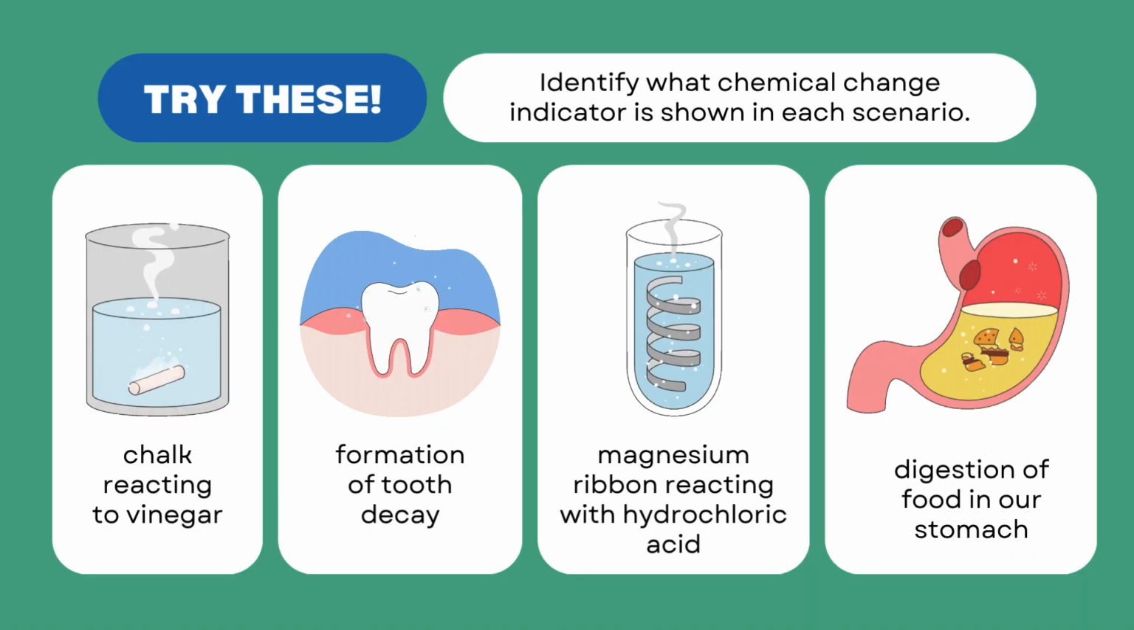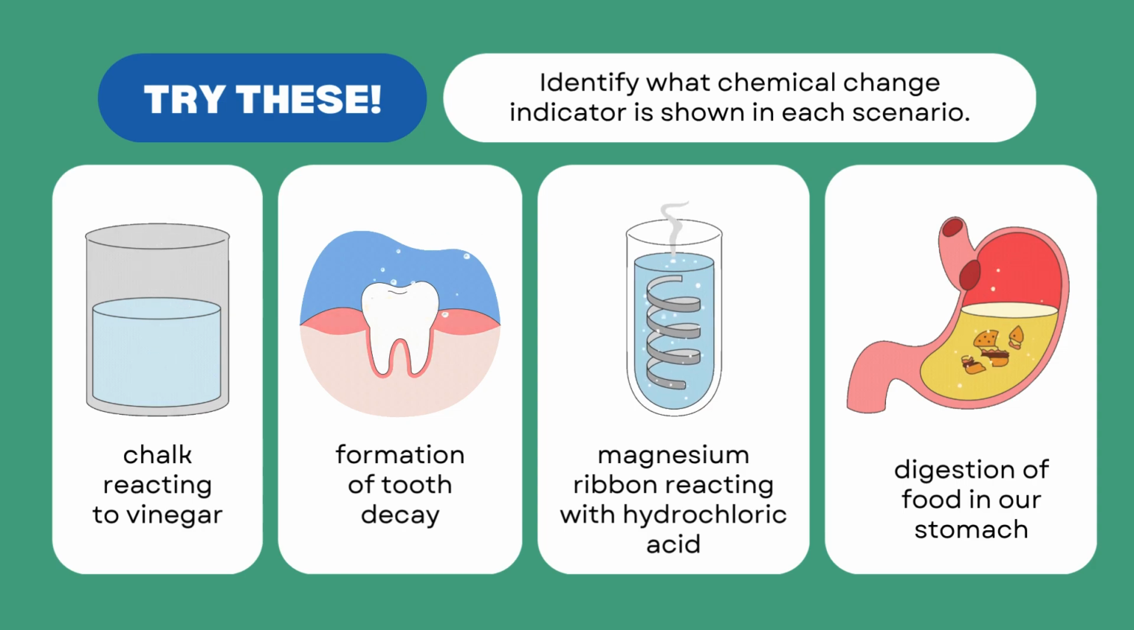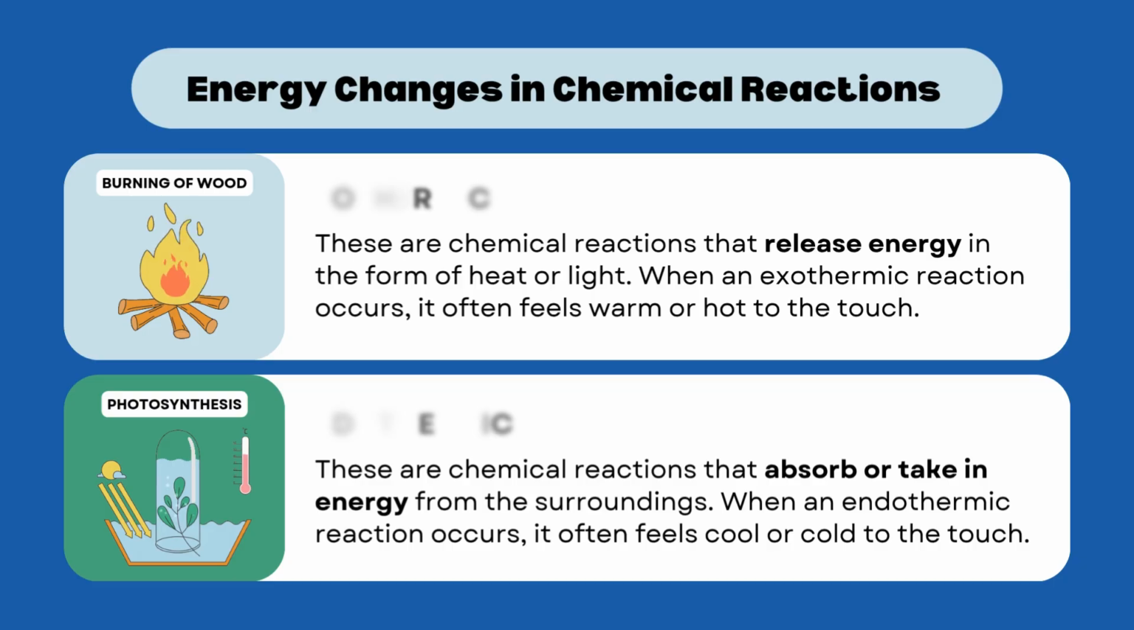Let's test your understanding now. Which chemical change indicator fits each of these? Chalk reacting to vinegar, tooth decay, magnesium ribbon reacting with acid, or digestion of food. Think about it. Some chemical reactions also involve energy changes.